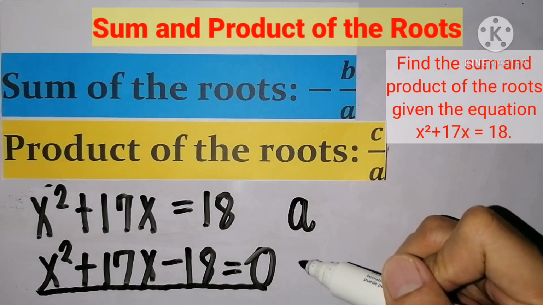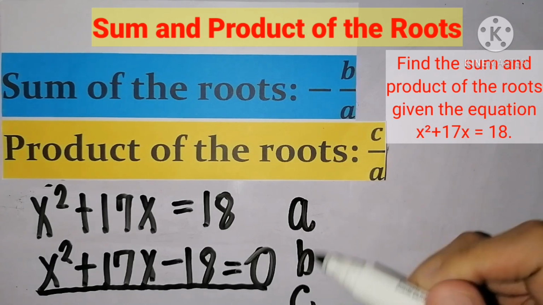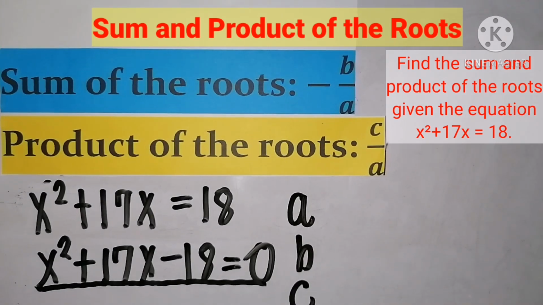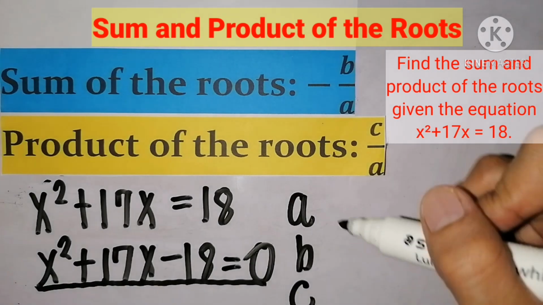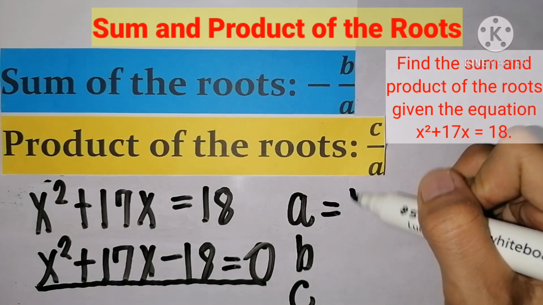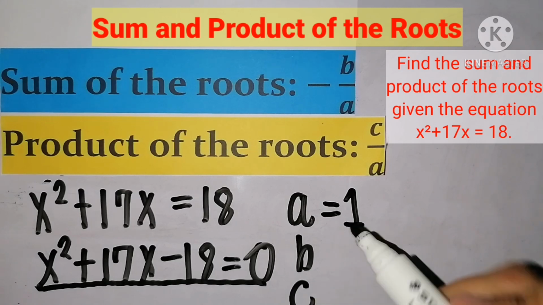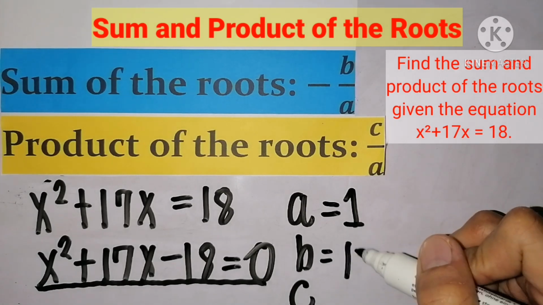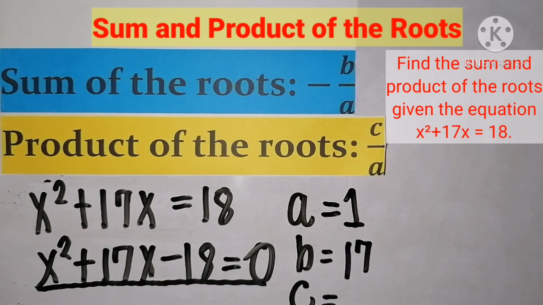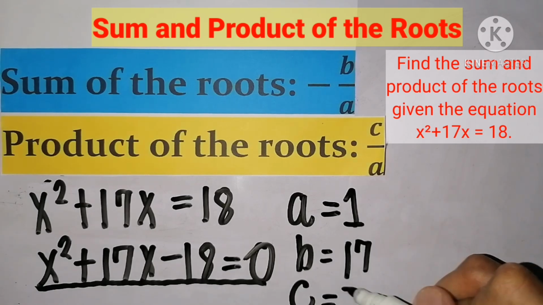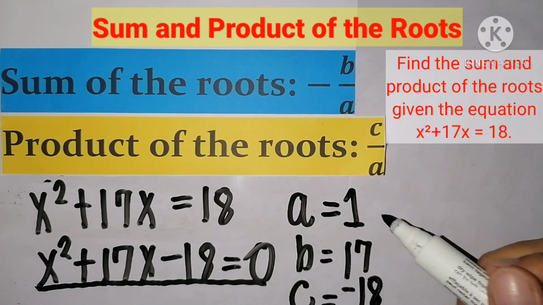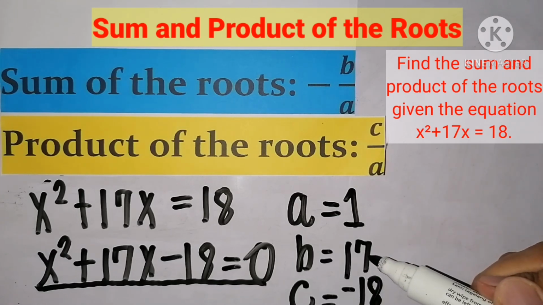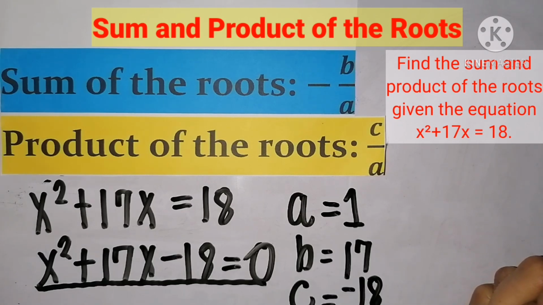So we have a, we have b, we also have the constant. How to find the value of a? For a, the numerical coefficient of x squared, a is equivalent to 1. How about the value of b, the numerical coefficient of x? b is equivalent to 17. How about the constant? The constant is negative 18, so you have to write negative 18. So we have a equivalent to 1, b equivalent to 17, and constant equivalent to negative 18.